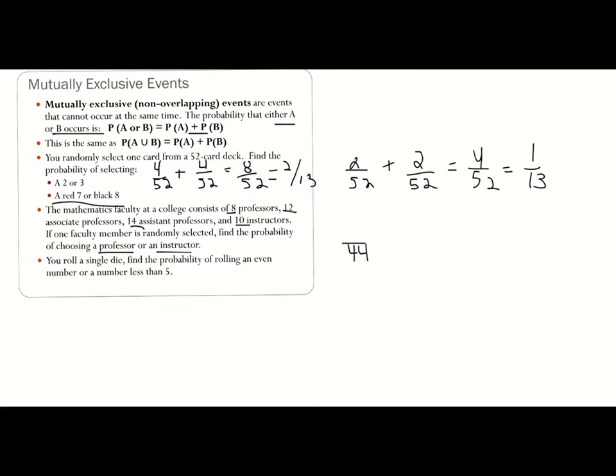And we want a professor, so there are 8 out of the 44 that are professors, plus, because we have the keyword or, and that means to add, an instructor, which there are 10 out of 44. So we end up with 18 out of 44. And then we can simplify it and make it 9 over 22.